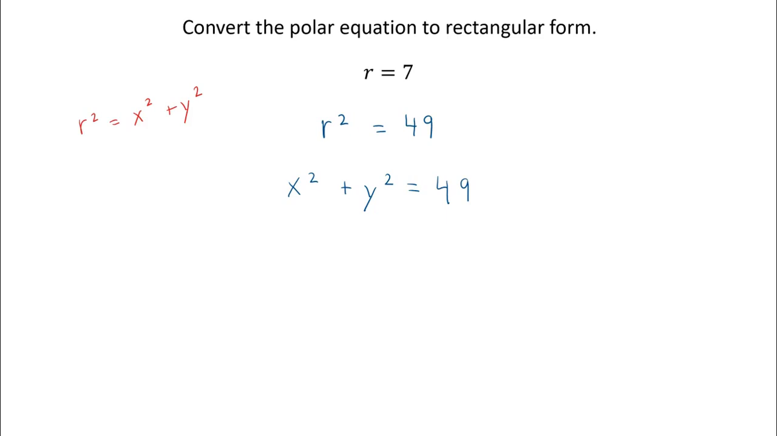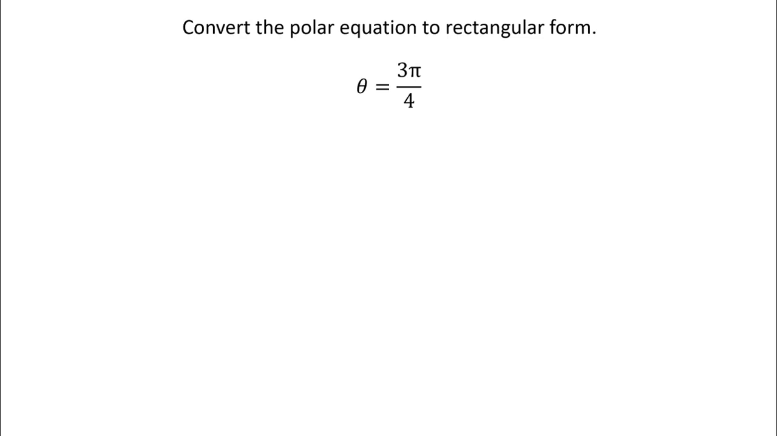Now, when we're converting polar equations to rectangular form, once we get all x's and y's and no r's or thetas in our equation, we're done. There's no need to isolate y or isolate x. What we get when we have x's and y's is completely fine.